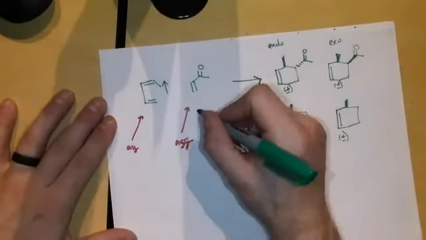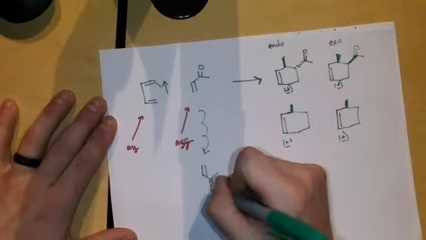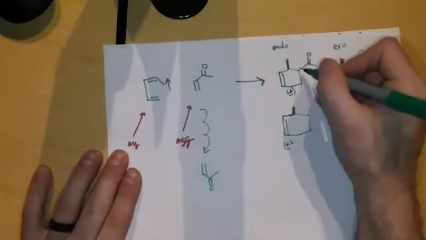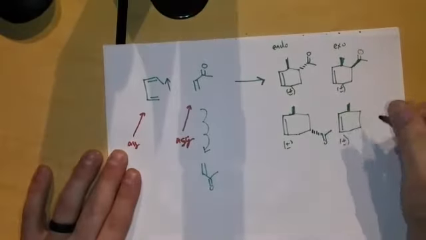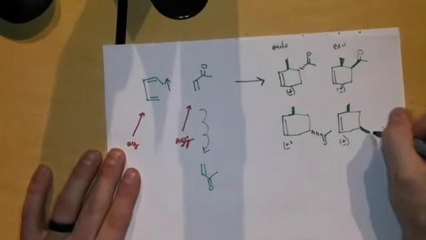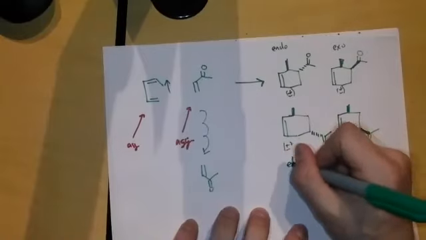We could also have this. So this is going to give us almost the same thing. We're just shifting it down a carbon. Carbonyl down here as a dash, carbonyl here as a wedge. Our same rules apply. This is an endo. Oops.